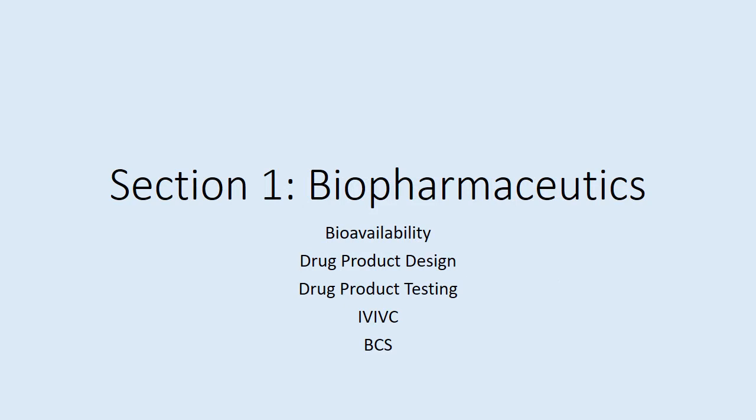So section one is biopharmaceutics, and we're going to be talking about bioavailability very briefly. I have a whole lecture on bioavailability and bioequivalence at the end of my portion of the course. So I'll be brief for bioavailability, and then drug product design, drug product testing, in vitro, in vivo correlations, and the biopharmaceutics classification system. BCS is something that will be more important if you end up working in industry, to be familiar with that terminology. You won't get into that now, but these are the main topics that we'll be covering throughout this section.